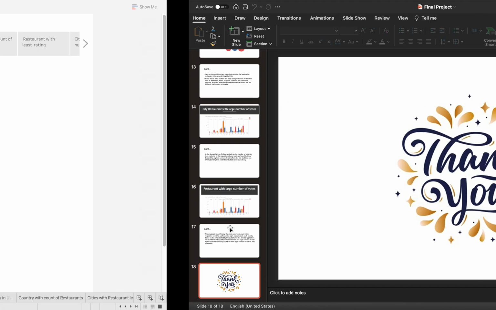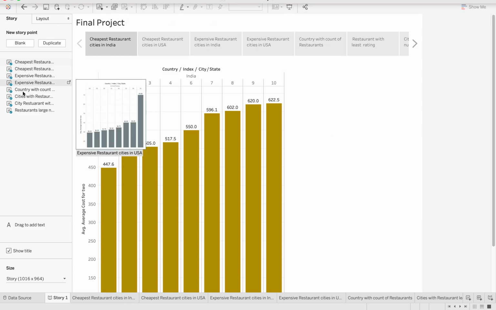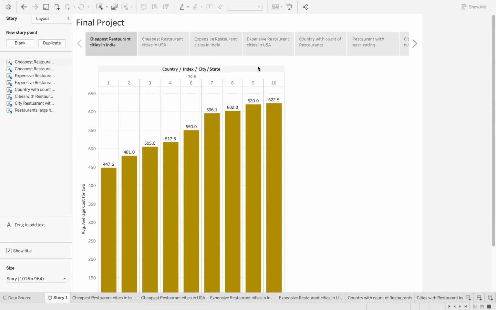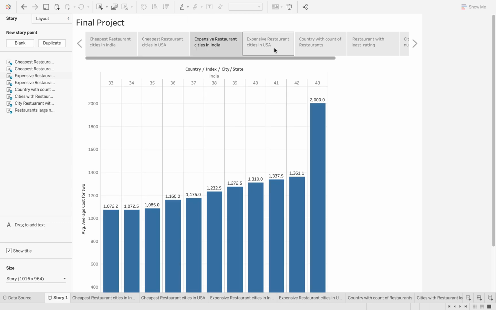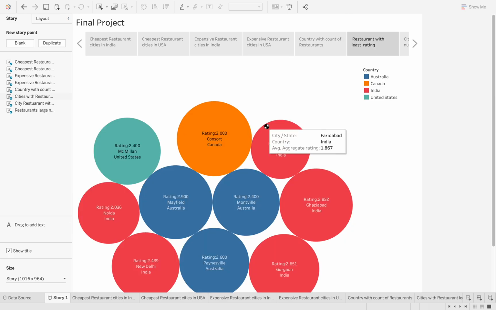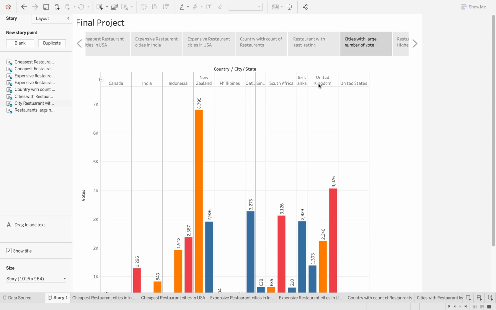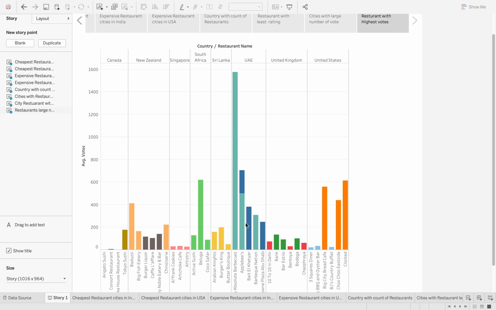And here are the graphs. We have the cheapest restaurants in India. This is Tableau, which is a powerful tool for data visualization. The next graph is the cheapest restaurants in USA, then the expensive restaurants in India, the expensive restaurants in the USA, the count of restaurants in the respective countries, the least rating restaurants, the city with a large number of votes, and the restaurant with the highest votes.